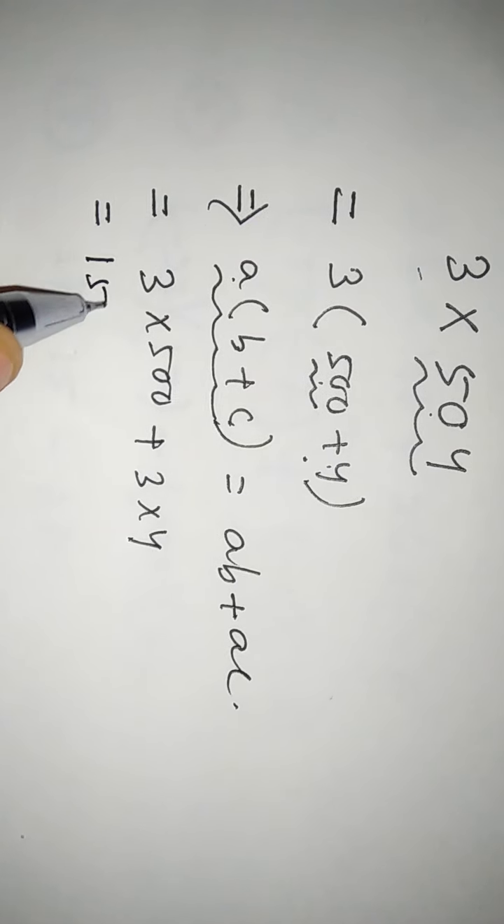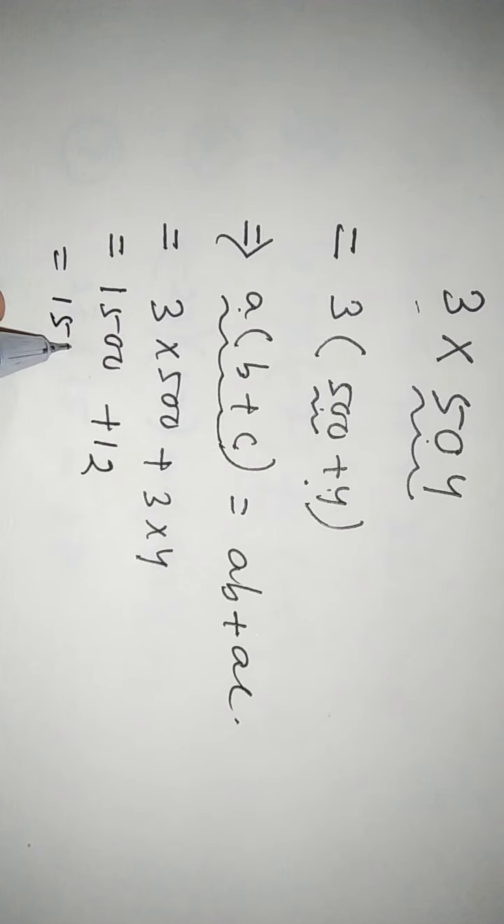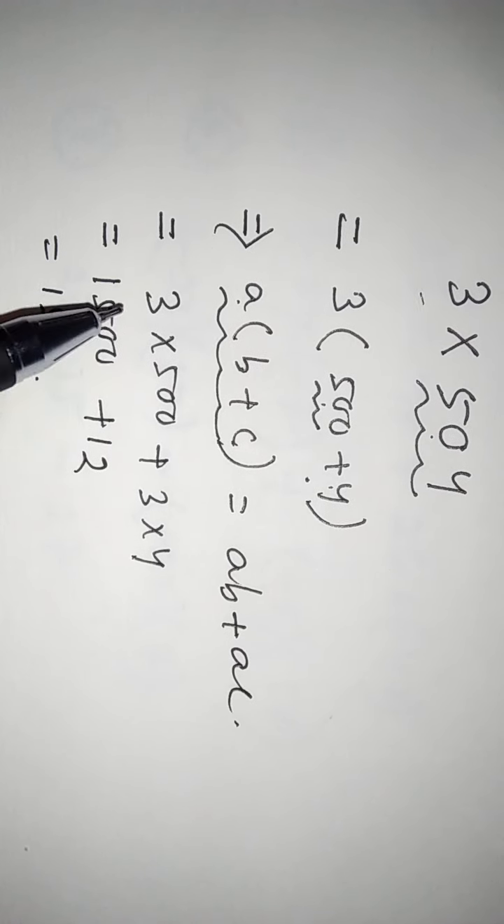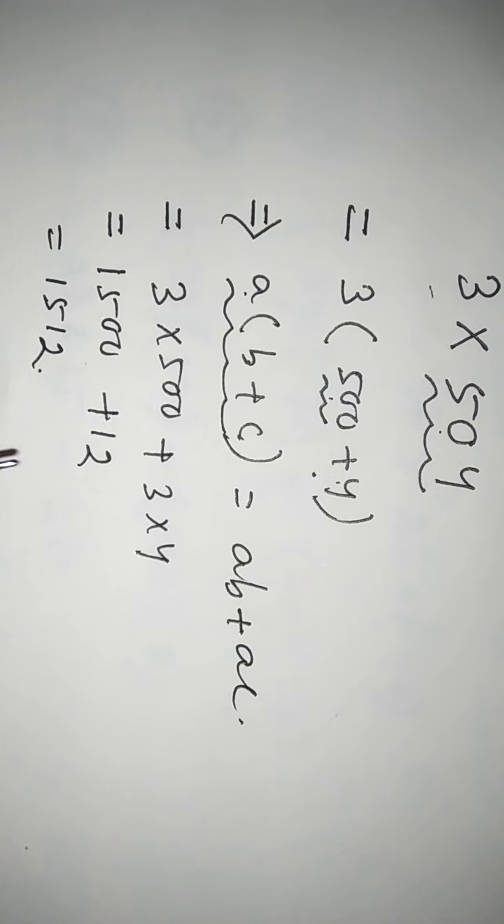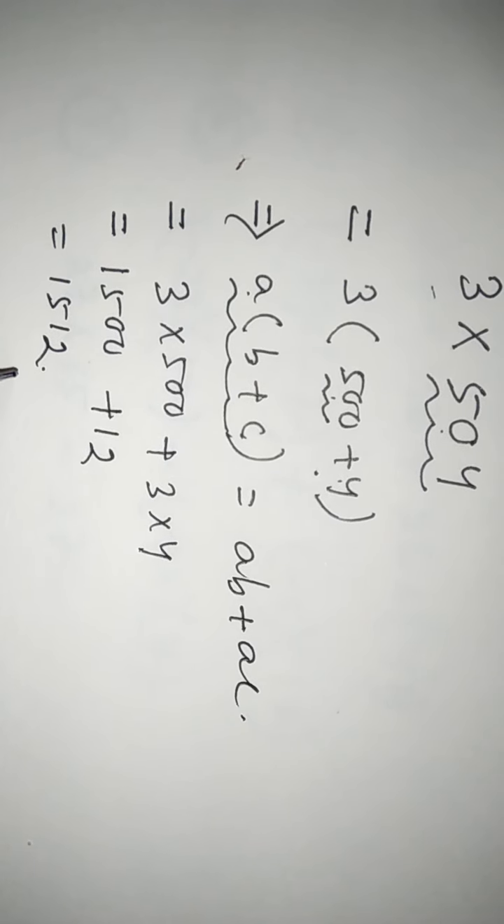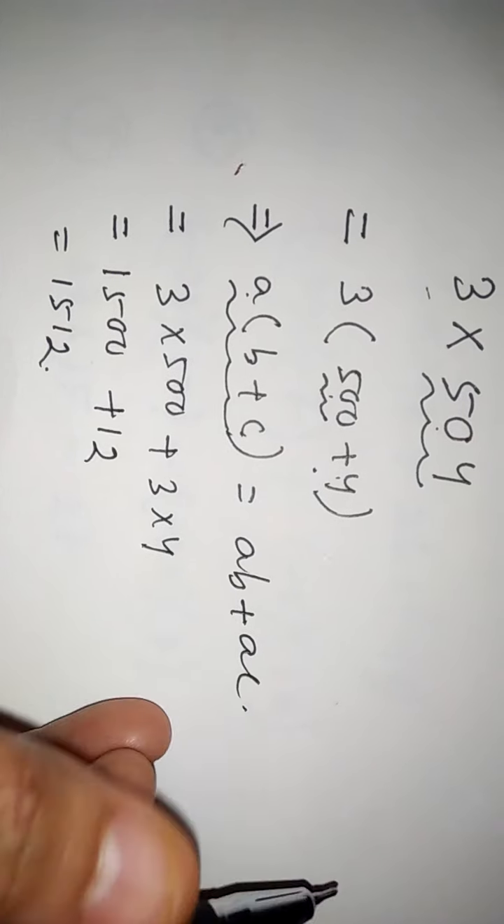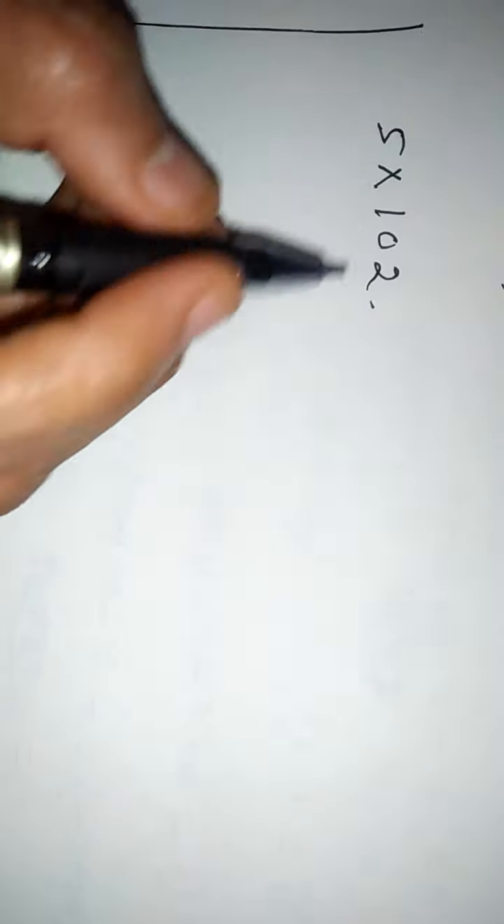3 5s are 15, so 1500, plus 3 4s are 12. So it should be 1512. So if you write like this, you know the simple calculation method, without big multiplication you find out the answer. So this is known as the application of distributive property, how to make our calculation easy. Likewise, if I write 5 into 102, I am not going to multiply this with this, as a big multiplication will be there.